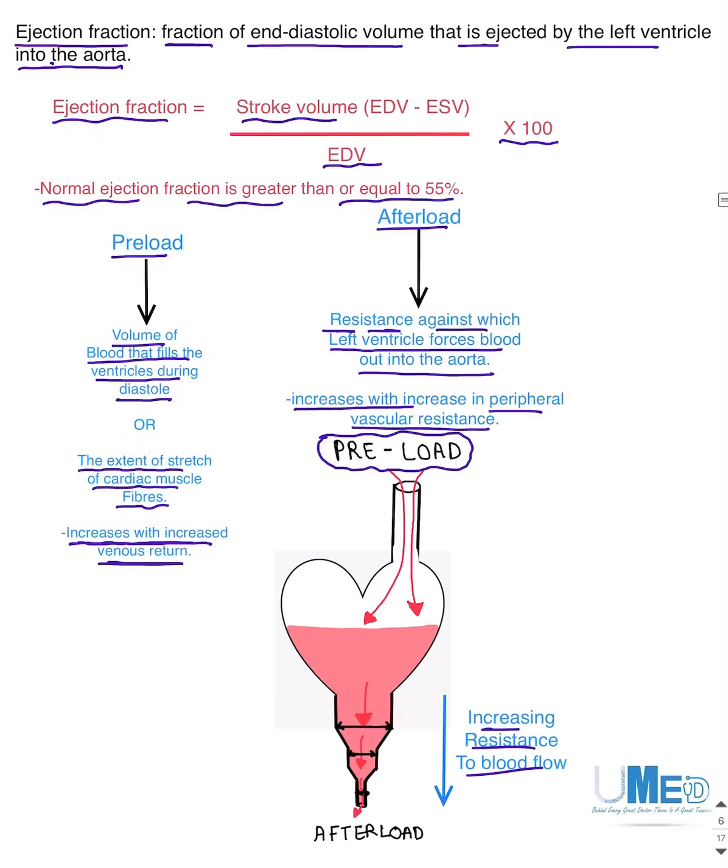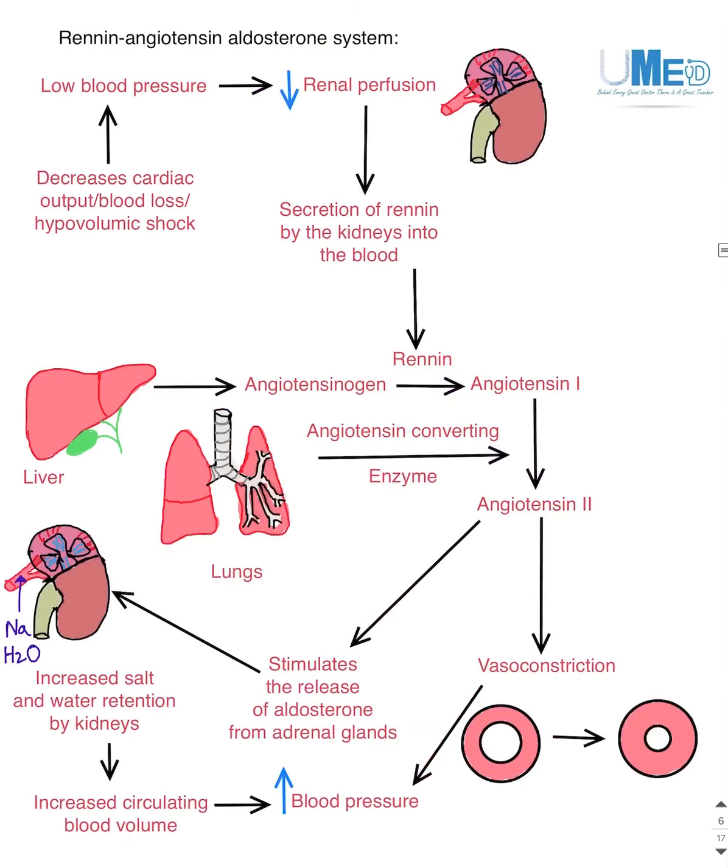Okay, the last physiological concept that we have to discuss is the renin-angiotensin-aldosterone system. What happens is that when the cardiac output decreases, the effective circulating blood volume decreases. Obviously, when the cardiac output is decreased, less blood is being pumped into the aorta and there is decreased effective circulating volume. In that case, the blood pressure will decrease as well. So there will be low blood pressure.